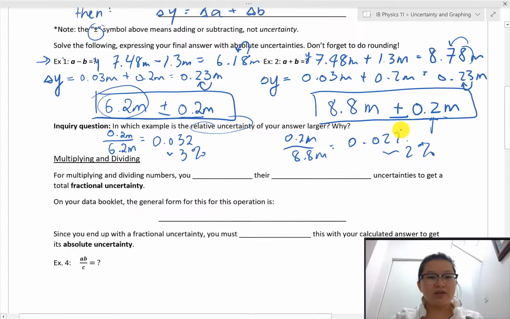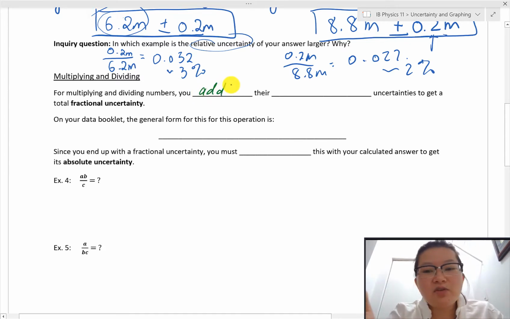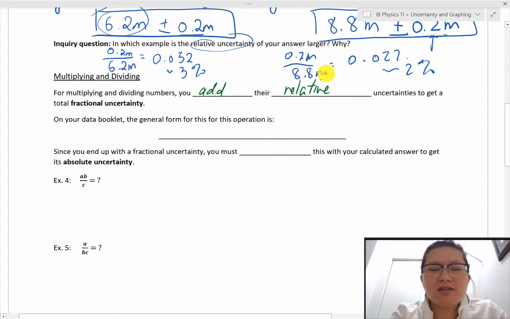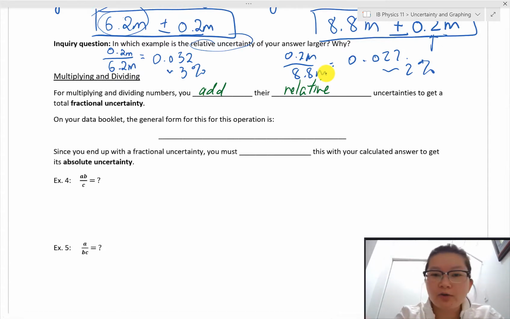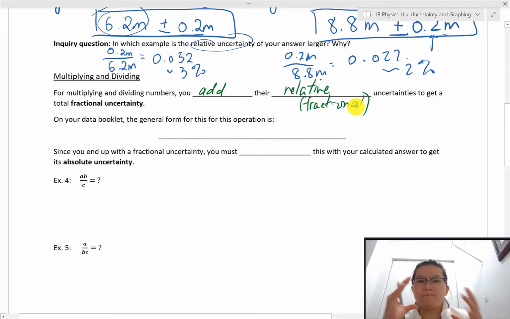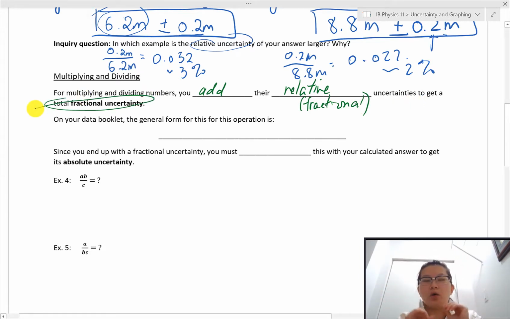So let's get started. For multiplying and dividing numbers, doesn't matter which, you will need to add, but this time you are adding their relative uncertainties, or the more functional term here, their fractional uncertainties. Their fractional uncertainty is essentially the relative uncertainty, but in the fraction form, to get the total. After you add the fractional uncertainty, you're going to get a total fractional uncertainty for the product of your answer, whatever that is.